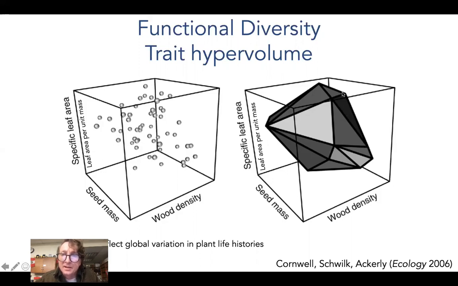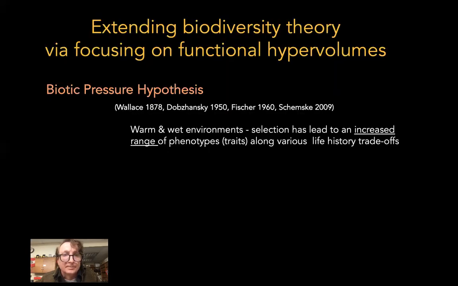That is, how big of a space in phenotypic space do these species occupy? What's nice about this is that we can compare different communities or different populations, or we can even compare species, and the volume of trait here would be the amount of intraspecific variation. But at the community level, we're looking at interspecific variation. Okay, so that's a quick introduction to the trait hypervolume.